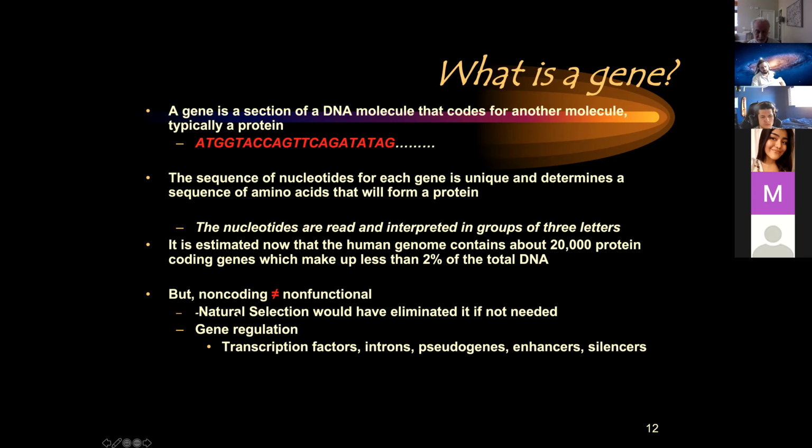And it's carried around over evolutionary time because natural selection has selected for it. In other words, it's being used for something, otherwise it wouldn't exist anymore. So this 98% of non-coding DNA is used for something, and it's thought to be largely for gene regulation: transcription factors, introns, enhancers, silencers, and we'll talk more about that later.